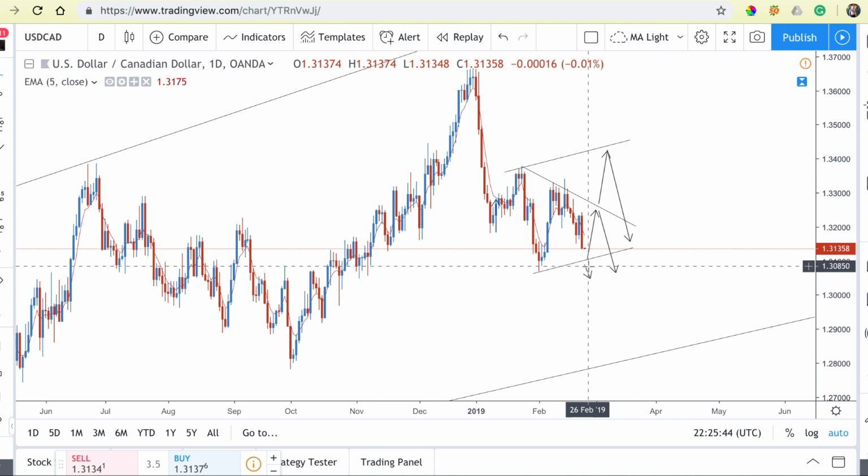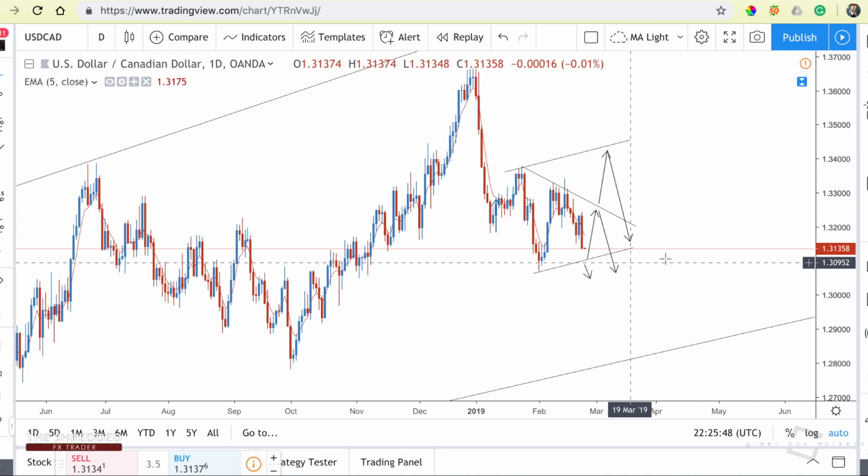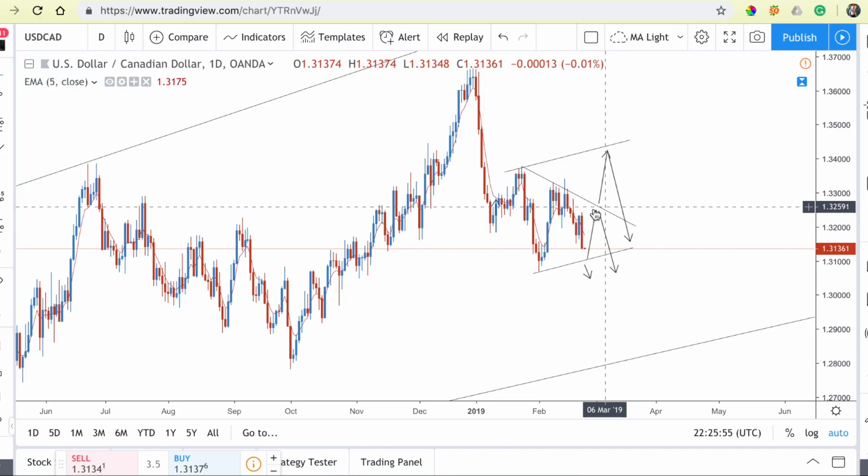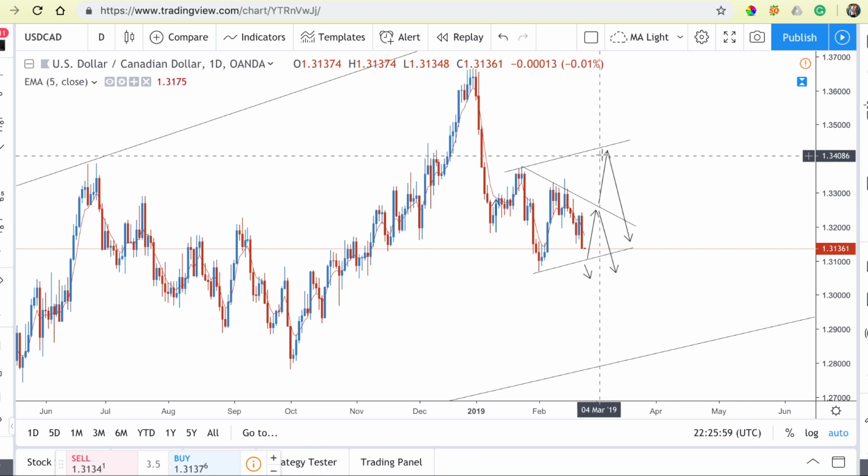So again, we have a break, then we look for a flag. If we don't get the flag, don't get in the trade short. If we get a bullish signal over here, a nice bullish candle, look to go long. Trail your stops, because obviously we might get a reversal from here, but this would be the intended target. That is USD/CAD.